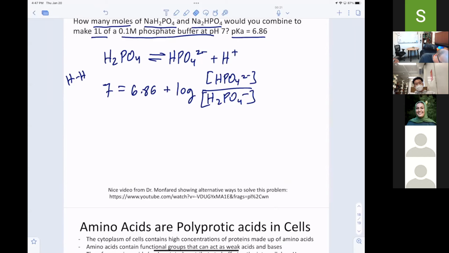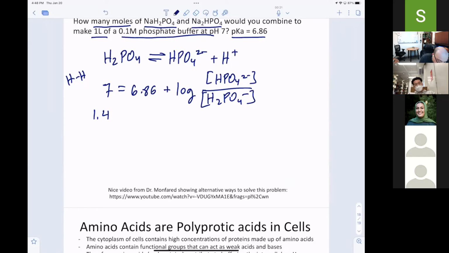7 minus 6.86 is 0.14. And then you need to do the anti-log of that, right? So the anti-log of that. If you're not sure, let me know. I'm going to show you on the calculator how to do it. But you need to do the anti-log of that. That's going to give you the value of 1.4. I would suggest try to do it in a calculator and see if you get to 1.4.